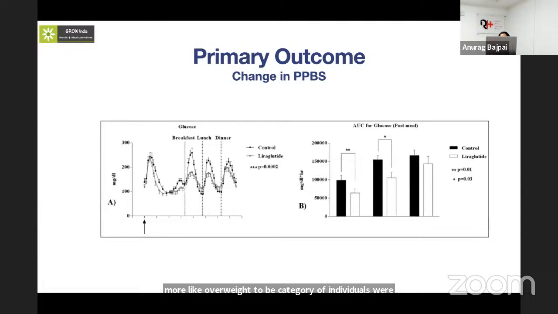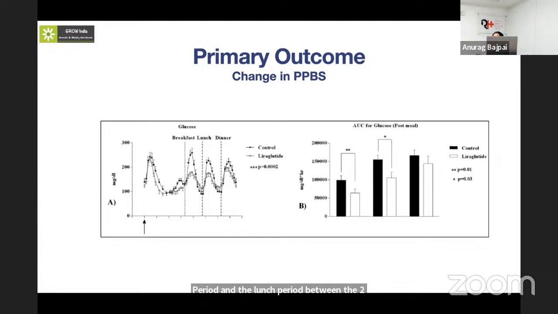What they found was that the blood sugars were lower, especially the prandial rise was lower with the liraglutide arm compared to the control arm. And even if you look at the mean area under the curve, it was statistically significant for the breakfast period and the lunch period between the two arms, with lower blood sugar levels in the liraglutide arm.